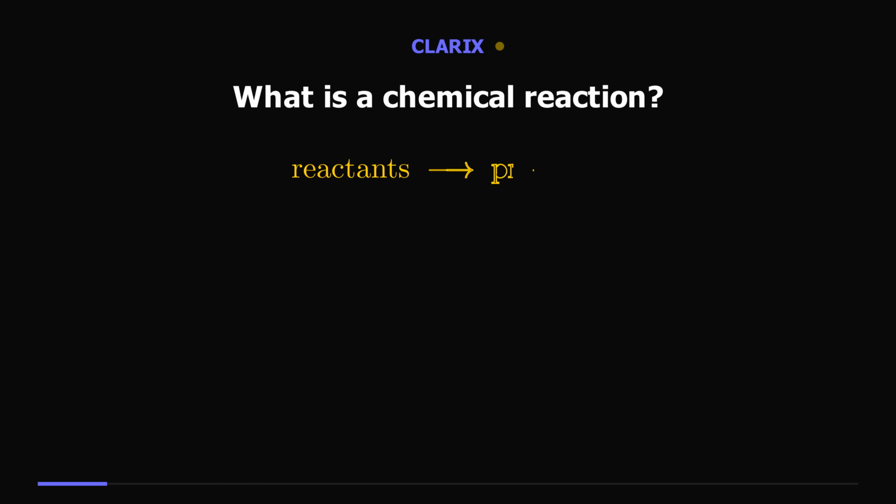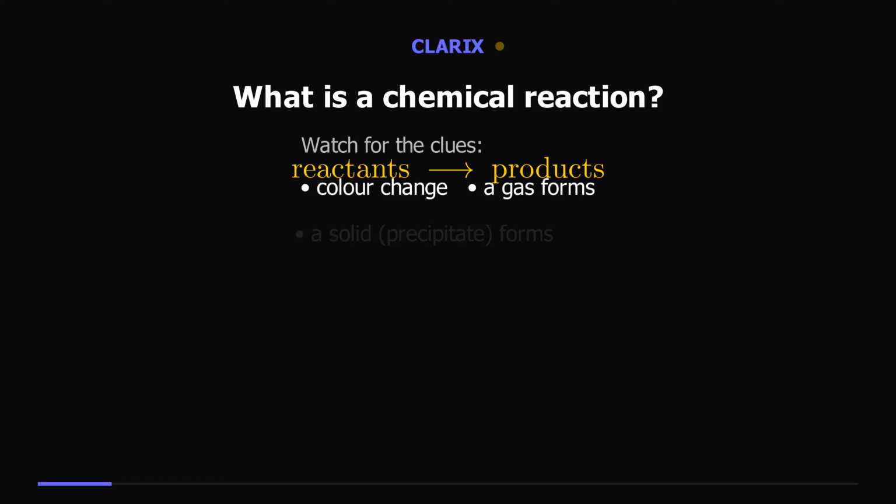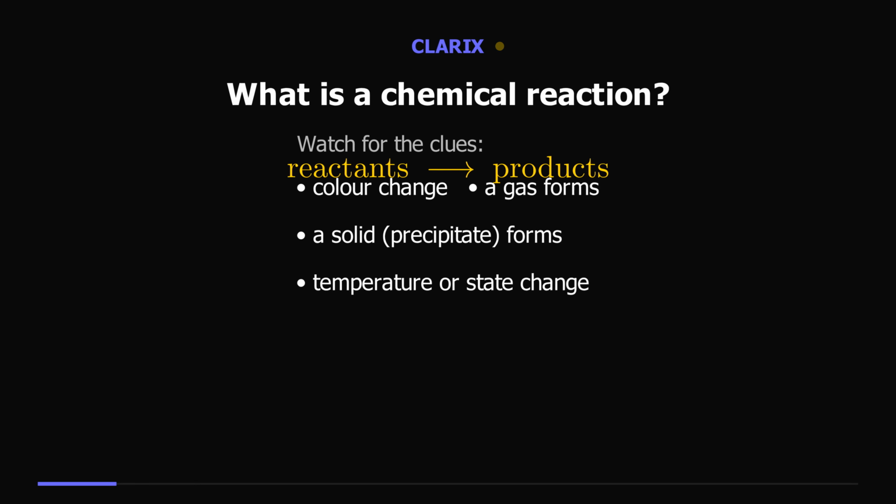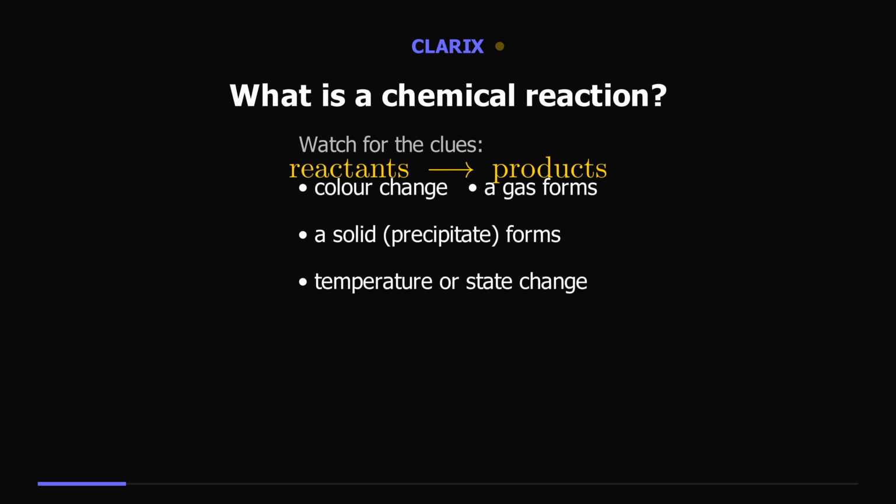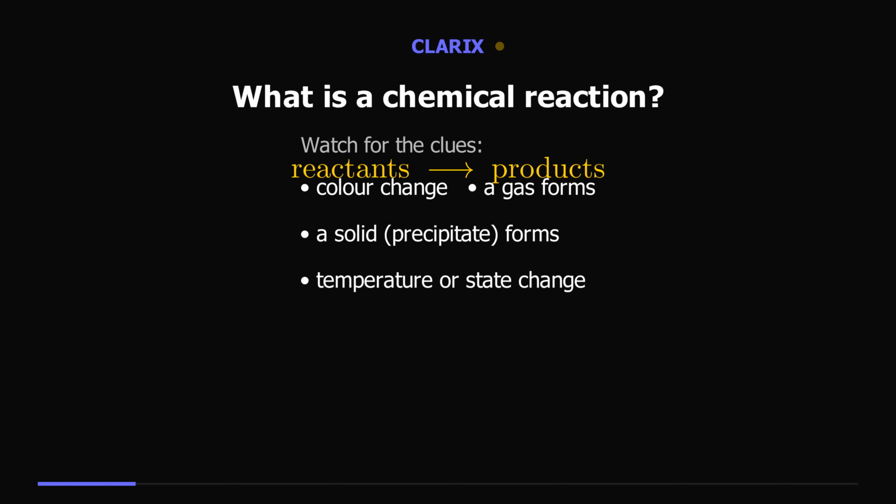First, what counts as a chemical reaction? In a chemical reaction, the starting substances, called the reactants, turn into brand new substances, called the products, with different properties. How can you tell one happened? Watch for the clues: a change in color, a gas bubbling off, a solid forming in a liquid, a change in temperature, or a change of state. If new substances appear, it's a chemical change, unlike melting ice, which is only a physical change.